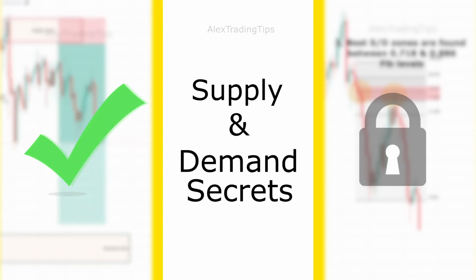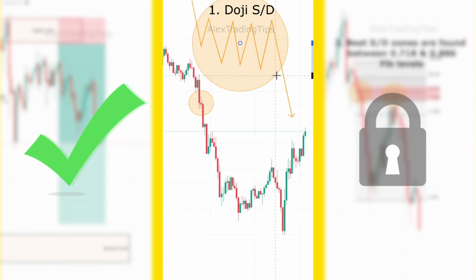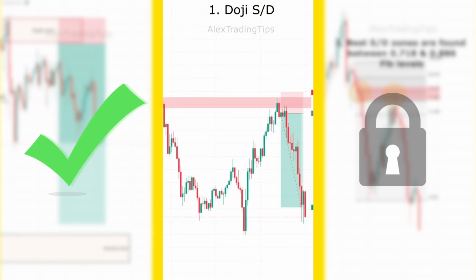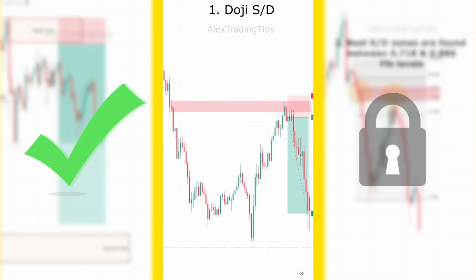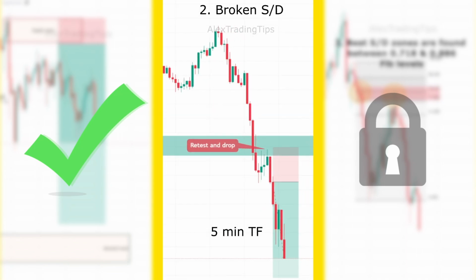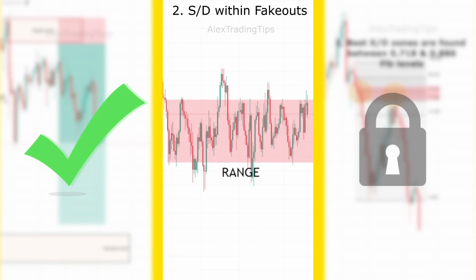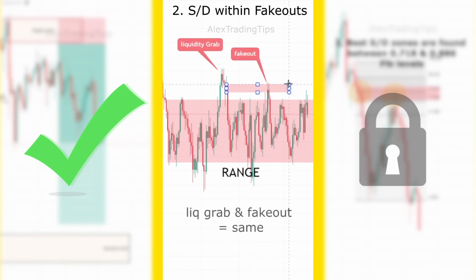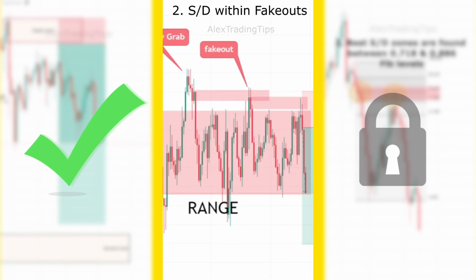Supply and demand secrets. Doji candles represent pauses in the market before a big push. They can be used as zones of supply and demand. If broken with a strong move, an ignored demand will turn into supply on a lower time frame. Supply or demand zones in a liquidity grab are likely to be targeted and cause strong moves.